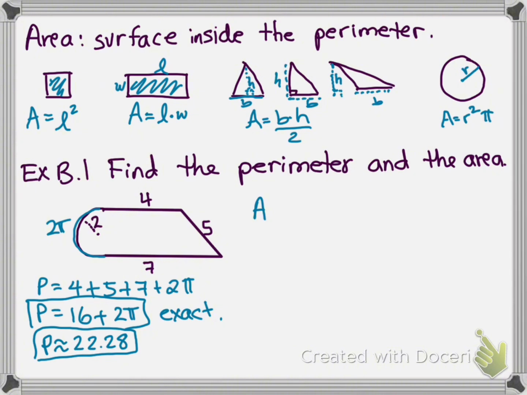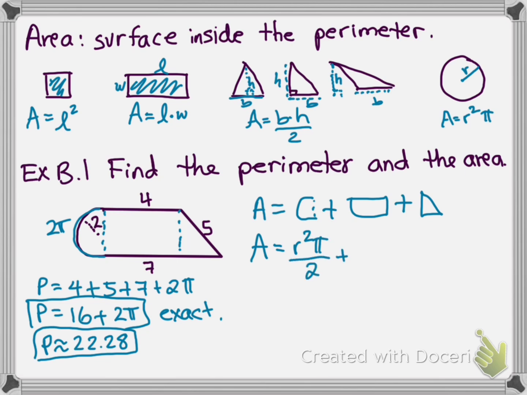Now the second part is to find the area. And to find the area, we're going to divide the figure into 3 shapes. We have a semicircle, a rectangle, and a triangle. And those are the areas we're going to find: the semicircle, the rectangle, and the triangle. And so we use the formulas. Remember, for the semicircle, it's going to be r squared pi, which is the area of a circle, but divided by 2. For the rectangle, it's length times width. And for the triangle, it's base times height divided by 2. And now we just have to substitute the values given.